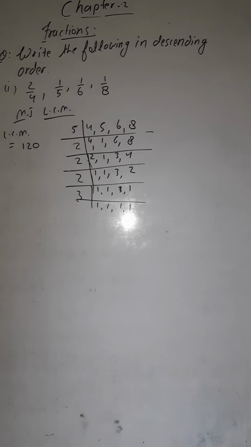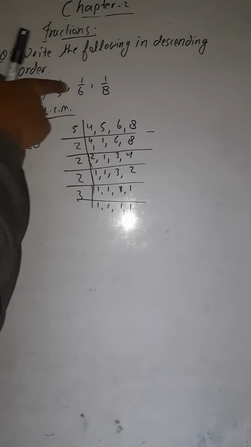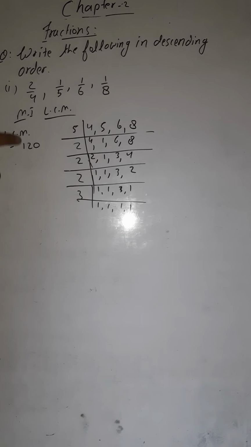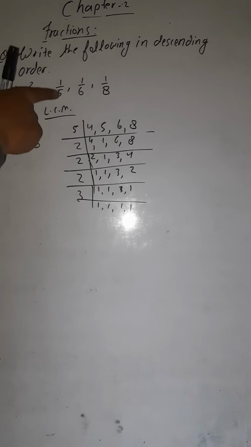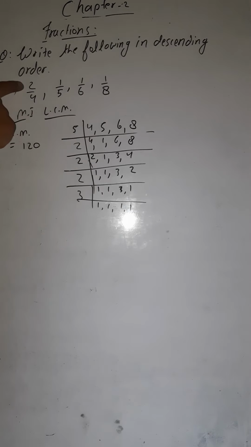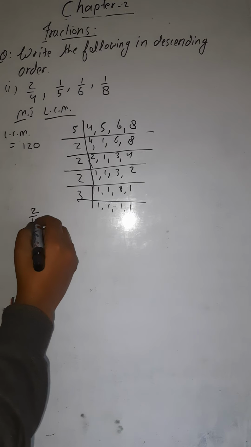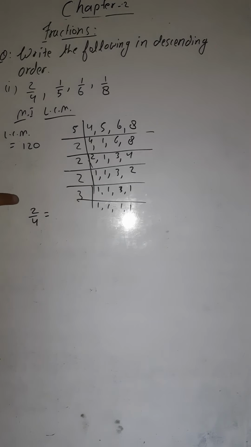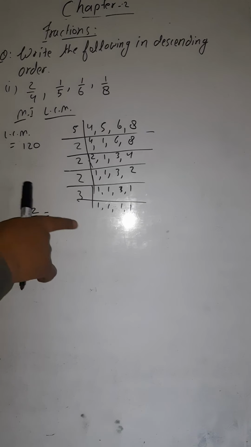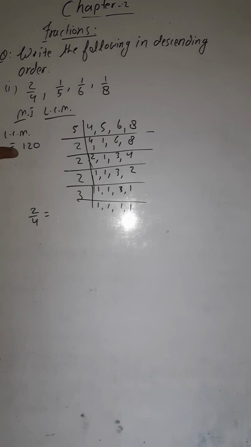Okay, now what to do? I told you, now I will change all the denominators into 120. It means I will divide this 120 by each of the denominators. So let's change this 2 by 4 first. To make this 4 into 120, I will divide this 120, which was the LCM, by the denominator 4.